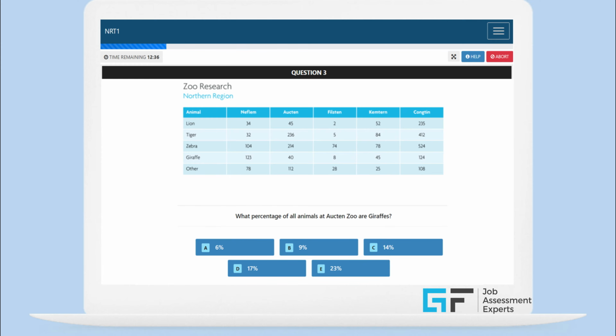Question 3. For this question, I'd like you to have a go at it yourself. What percentage of animals at Auckton Zoo are giraffes? Make sure you read the information provided in the table thoroughly and use what we have learnt so far to identify the correct answer.